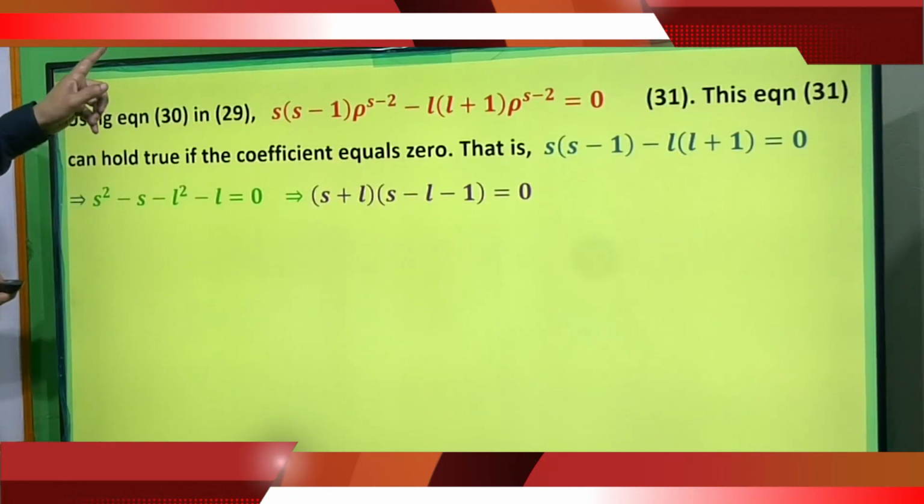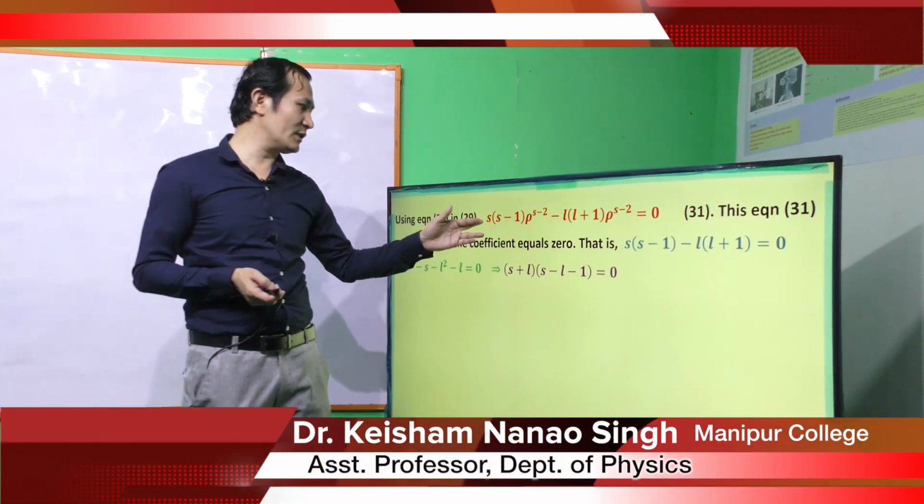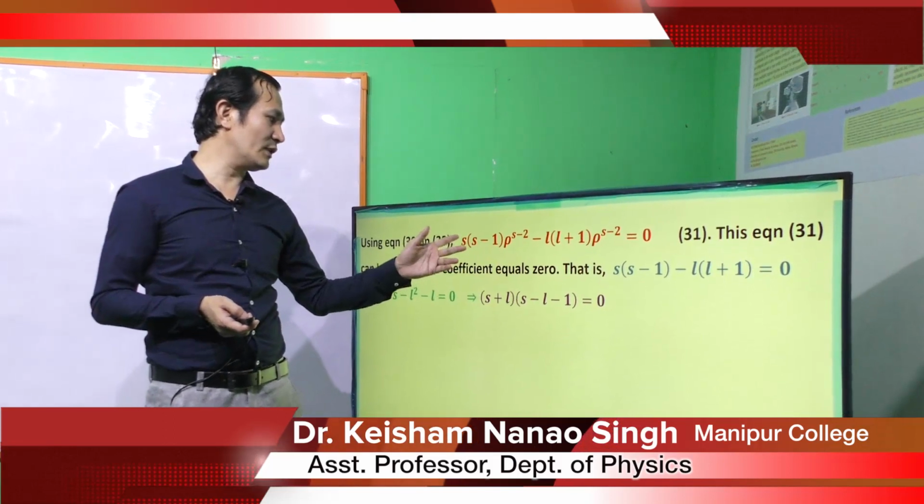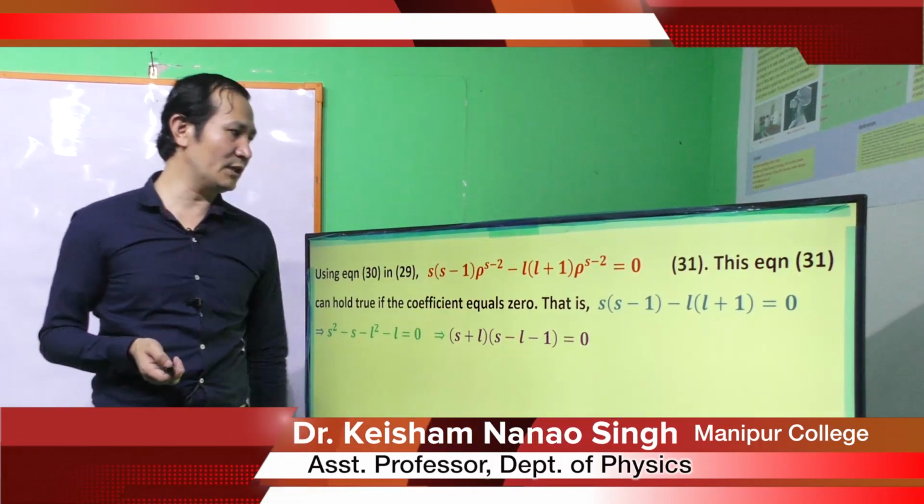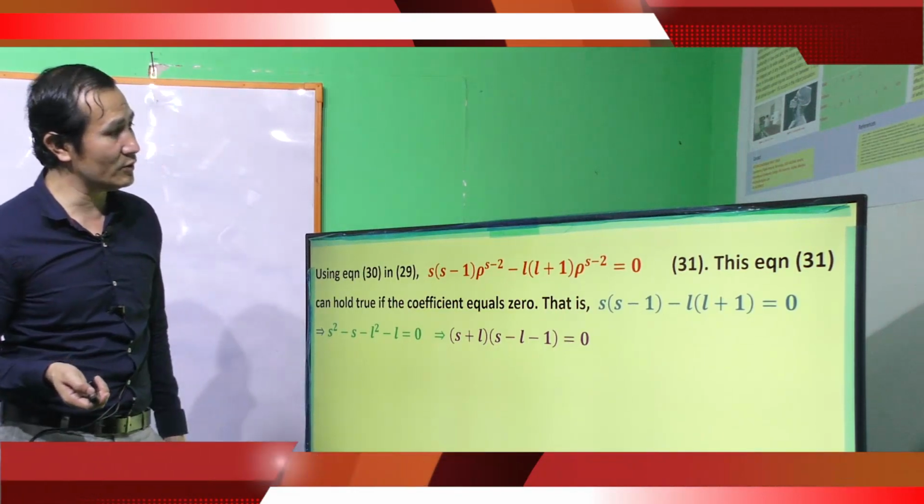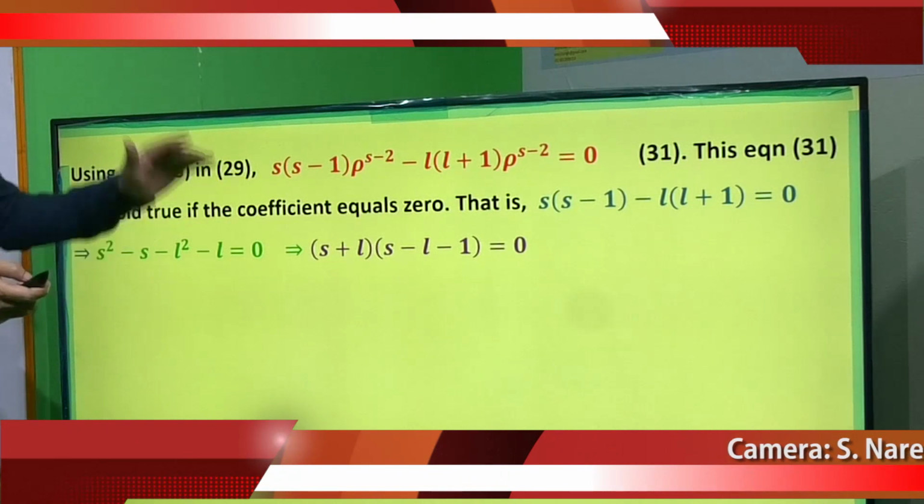So using that equation 30 and solution 30 in 29, after inserting it, you will get an expression like this: s times (s minus 1) rho to the power s minus 2, minus L times (L plus 1) rho to the power s minus 2, is equal to 0. And this should be true for all the coefficients.